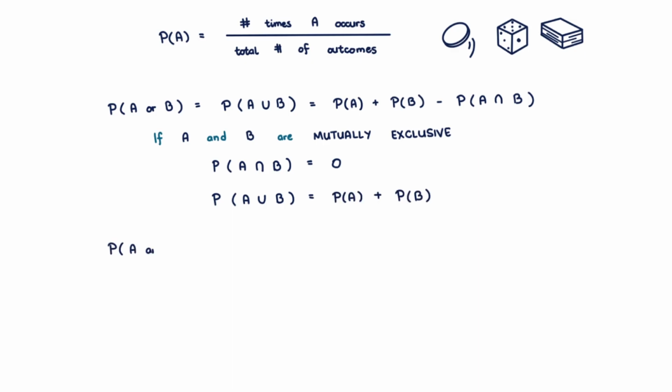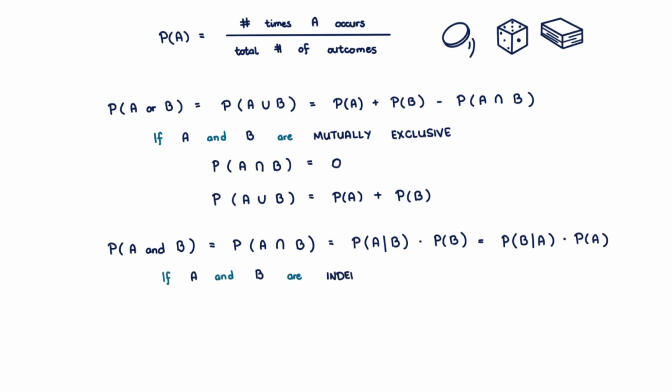The probability of A and B is the probability of A intersection B, which is equal to the probability of A given B has occurred multiplied by the probability of B. Or the other way around, the probability of B given A has occurred multiplied by the probability of A.